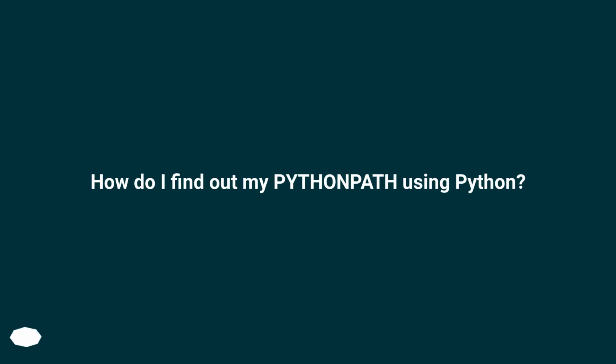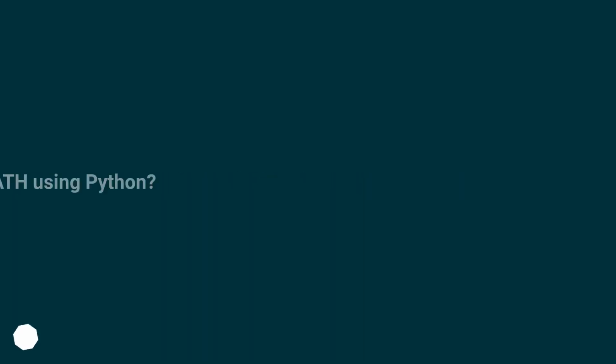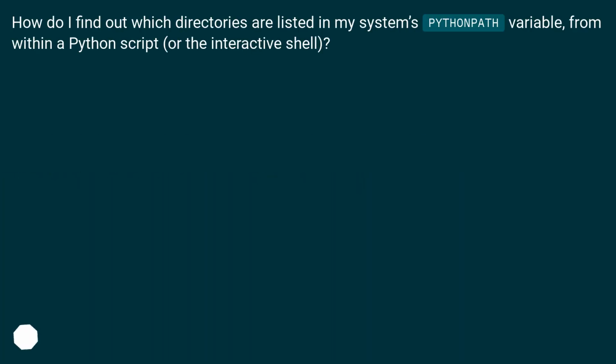How do I find out my Python path using Python? How do I find out which directories are listed in my system's Python path variable, from within a Python script, or the interactive shell?